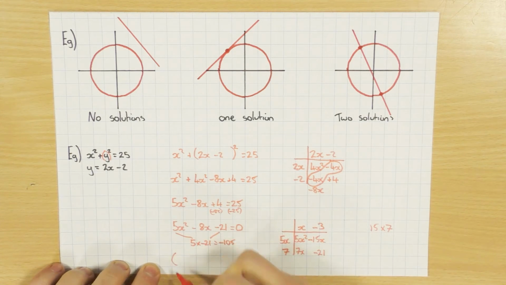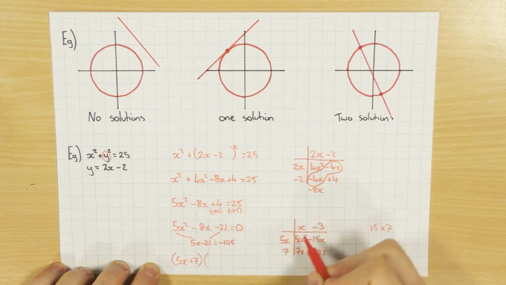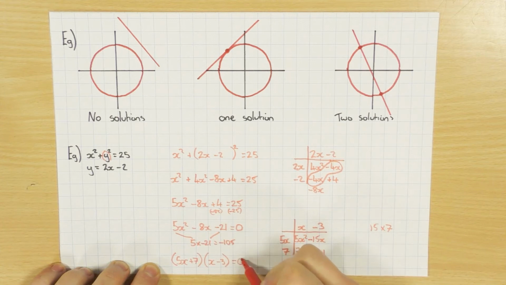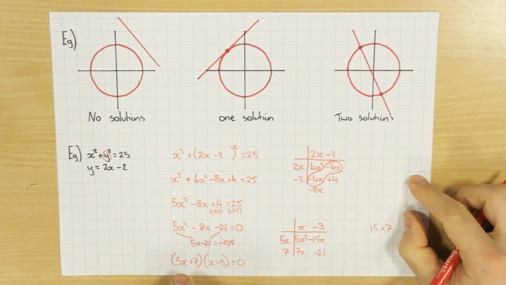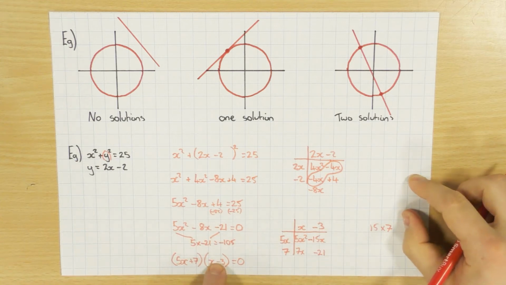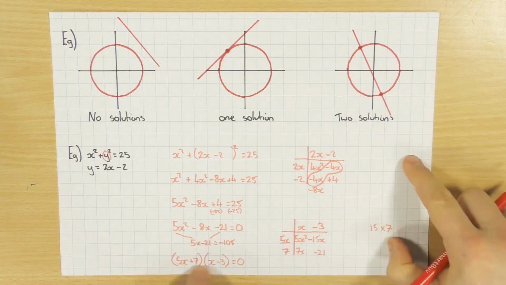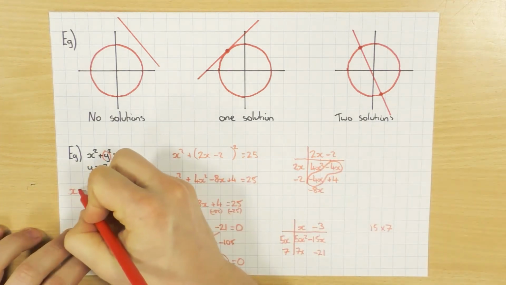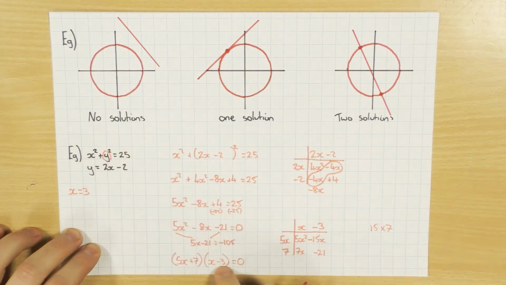So what is the answer when I factorise it? Well, in one bracket, it'll be my 5x plus 7. In the other bracket, it'll be x minus 3. And again, that equals 0. So I need to work out what x needs to be to make this bracket 0. I need to work out what x needs to be to make this bracket 0. So obviously this one's easy. What does x need to be? That needs to be 3. So that's my first solution. x equals 3, because 3 minus 3 is 0.